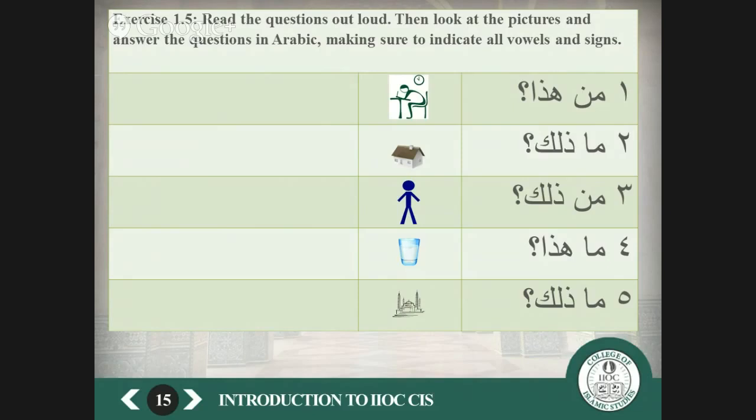Who needs more time? We got it? Okay, number 2. ما ذلك؟ ذلك بيت. 3. من ذلك؟ ذلك رجل. And you have to translate it, by the way. So that is a. Did it say translate or no? It doesn't. Okay, that's fine. Number 4. ما هذا؟ هذا ماء. Very good. Okay, so that's it.